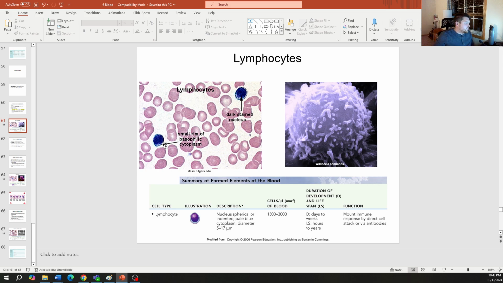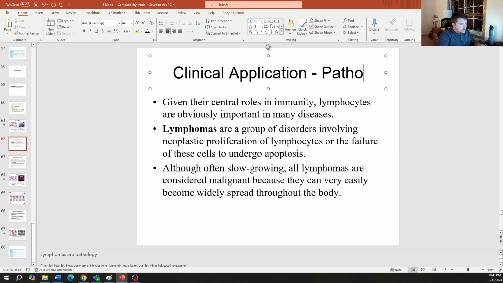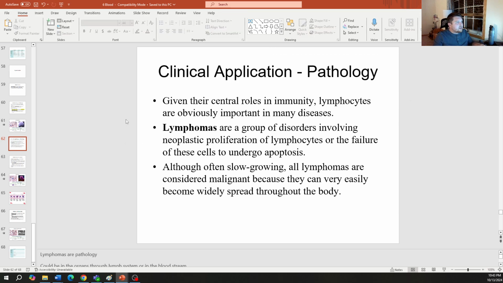Here are lymphocytes right there. Lymphocyte: very dark nucleus with a thin line of blue all the way around right there. Clinical application, also known as our pathology: because of their central role in immunity, lymphocytes are important in many diseases.